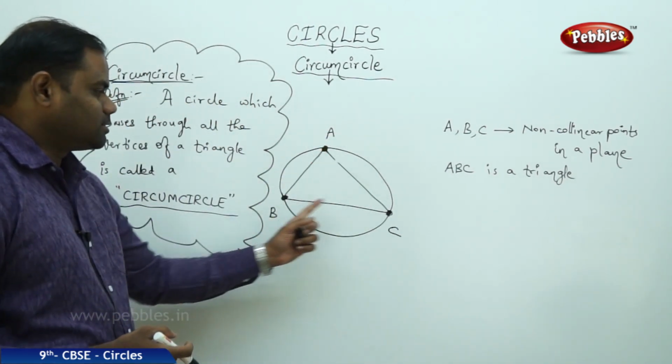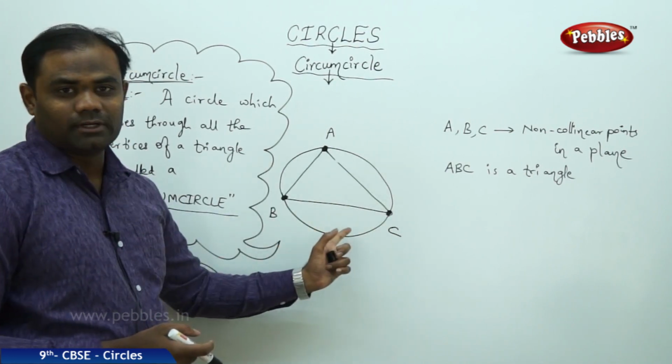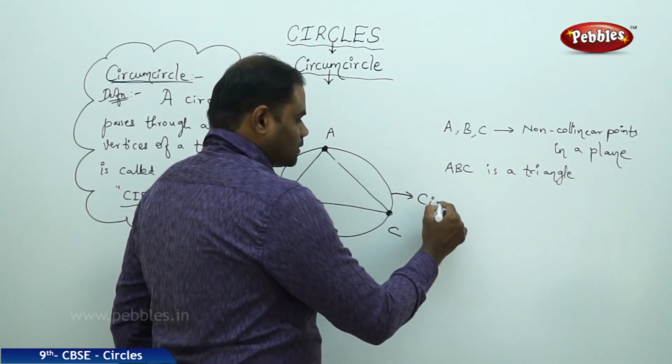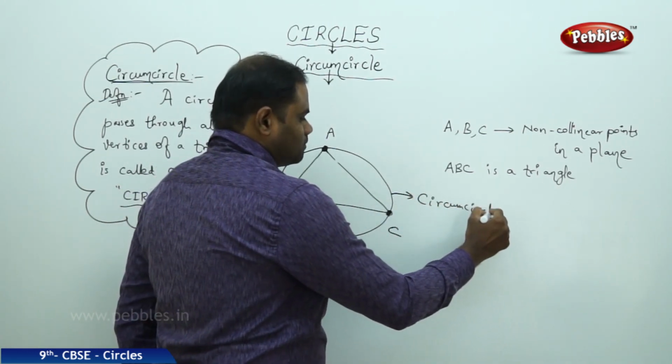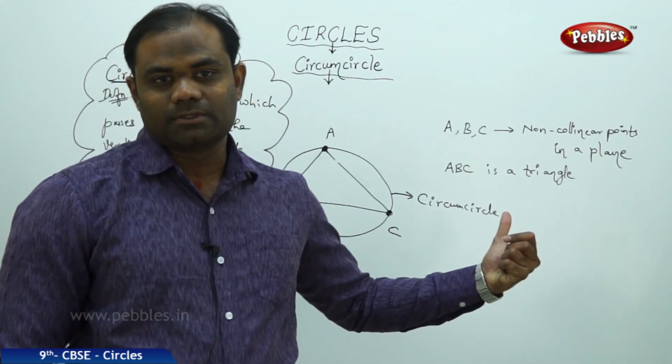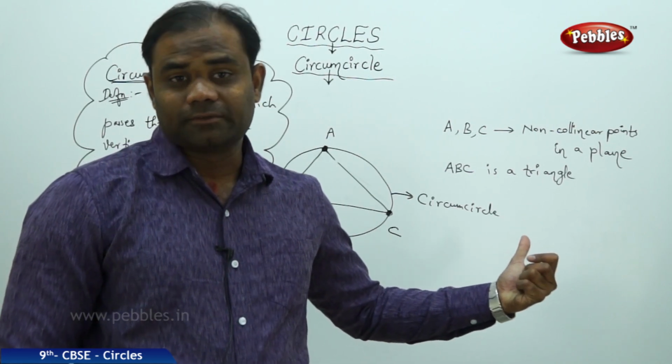Here is the triangle ABC and here is the circle passing through the vertices A, B and C, and this is called the circumcircle, connecting the triangle with the circle properties. Circumcircle connected with triangle. Now that we have discussed the circumcircle being a circle which passes through all three vertices of the triangle, now comes the understanding of circumcenter. Circumcenter is the topic of this session.